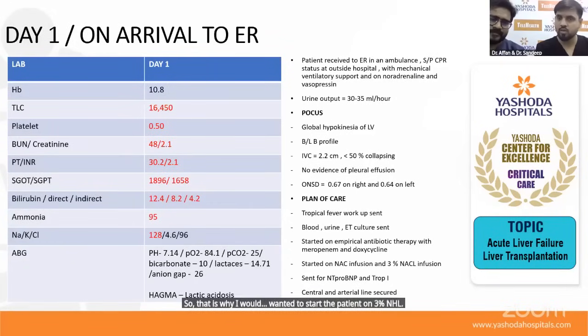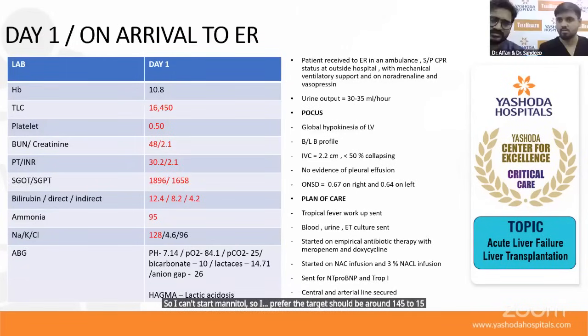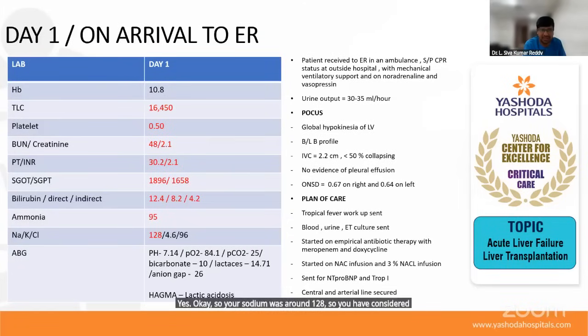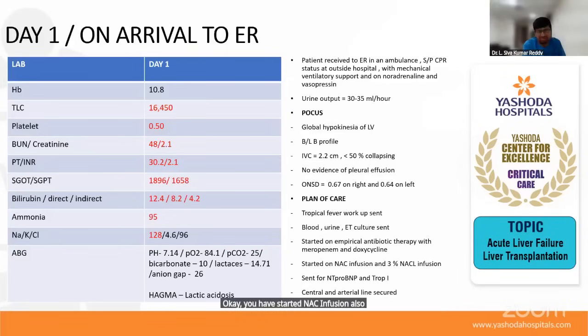And the choice was also dependent on the patient having AKI, so I couldn't start mannitol. Yes. The target should be around 145 to 157. Okay. So your sodium was around 128, so you considered 3% saline. Yes. Okay, you have started NAC infusion also. Why did you start it and what dose did you start?